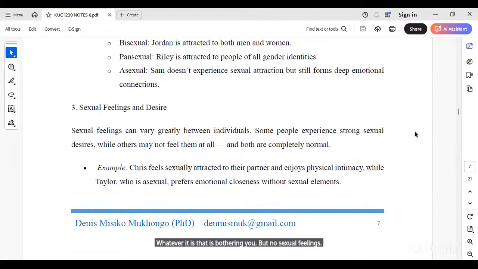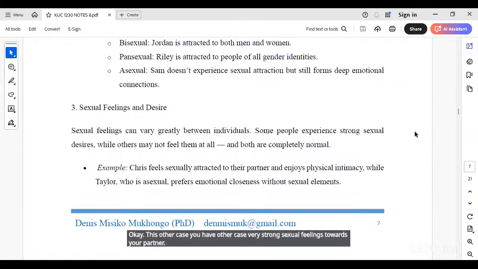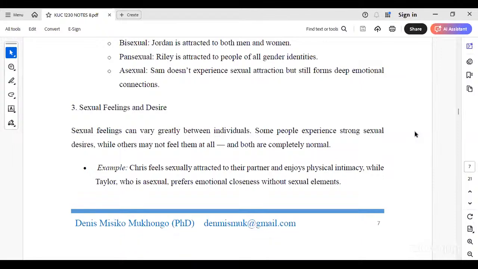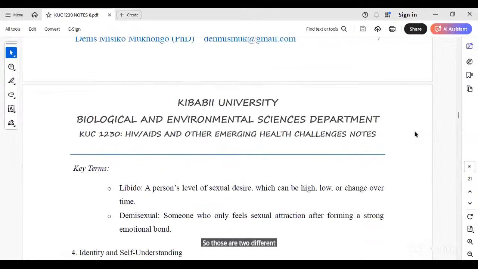Okay. But in this other case, you have very strong sexual feelings towards your partner. Okay. And still you enjoy physical intimacy. Okay. So those are two different scenarios.